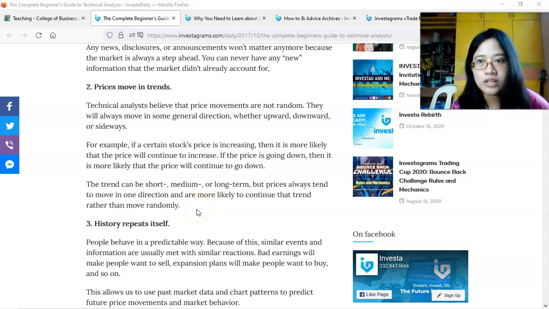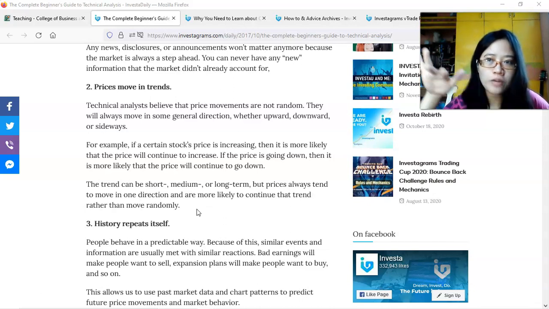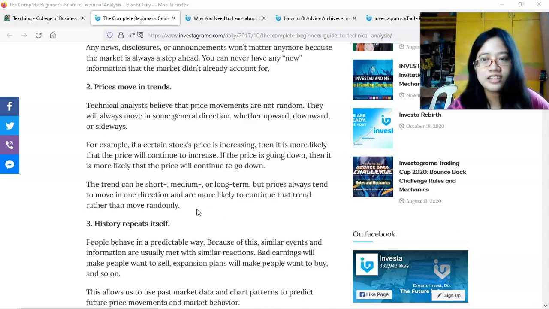than move randomly. Okay? Normally, kunwari, for 1 week, dire-diretso siyang pataas, or 1 month, dire-diretso siyang pataas. Bibihira yung, let's say, Monday pataas, Tuesday pababa, okay, tapos pababa ulit, pataas, okay. Normally, it doesn't work that way, okay. It's usually a period of time, so 1 week, 2 weeks, mga ganyan.